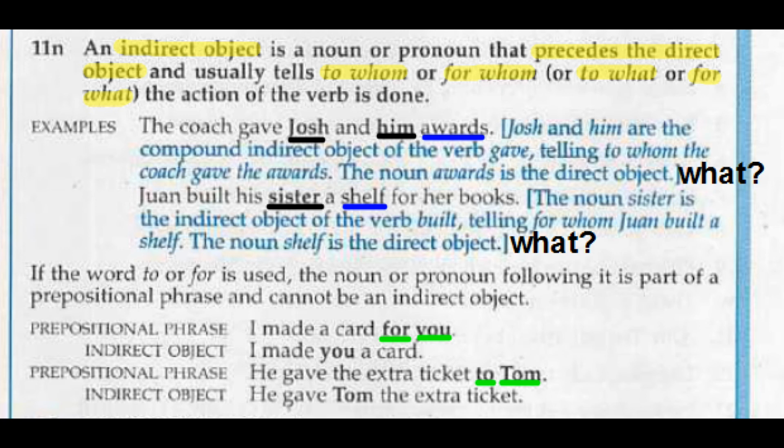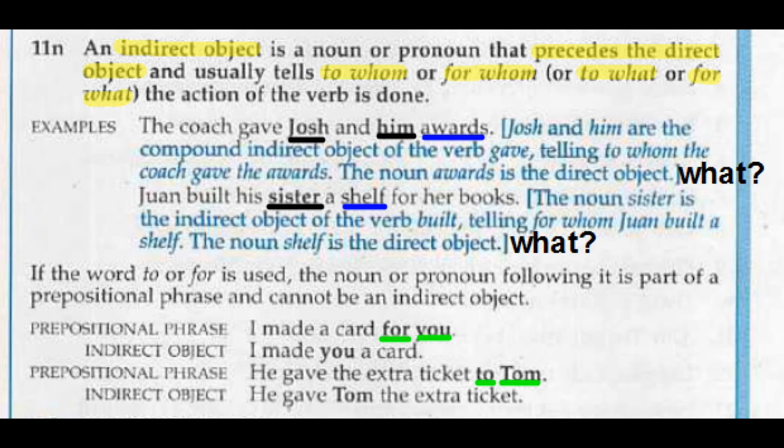Let's look at the next one. He gave the extra ticket to Tom. Now we have a prepositional phrase there. You have the preposition to and then Tom's going to be the object of the preposition. Now the next one's different. He gave Tom the extra ticket. He gave him what? Ticket is going to be the direct object, and Tom is going to be the indirect object.